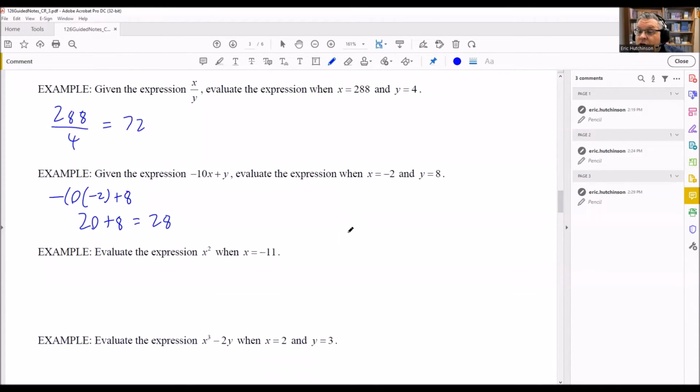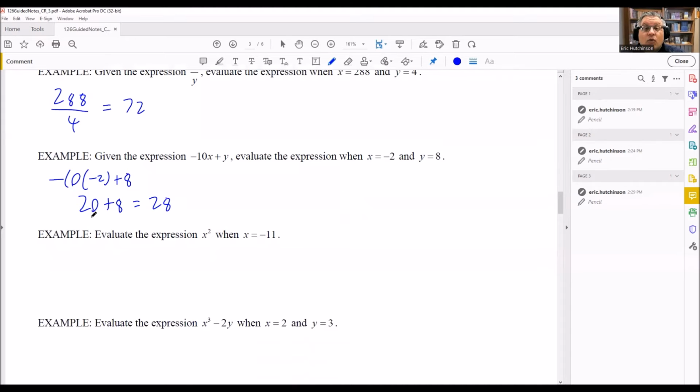For the square one next, you've got to be careful when you plug this in. The square applies to the entire x. So when I put negative 11 in here, I don't want to write it like this. This is actually incorrect, because then the square would only apply to the 11, and this would be negative 121. What you're really doing is raising the entire number to the power of 2, because you're replacing the x with negative 11, so that whole number is being squared. So negative 11 squared is going to give you positive 121.